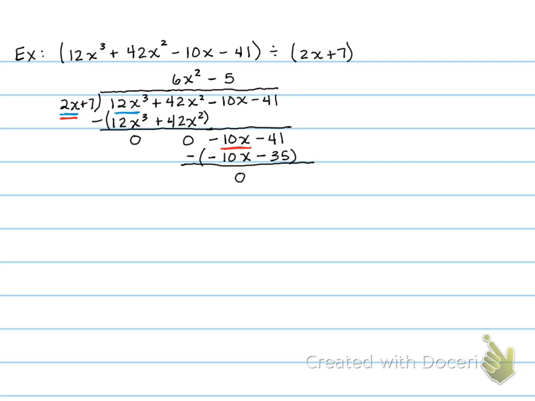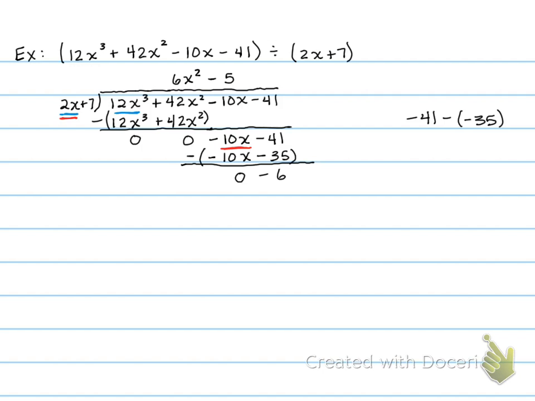And then remember, this is where you just want to go really slow. So you have negative 41 minus negative 35. So we're adding 35, which gives us negative 6. So I ended up with a remainder.